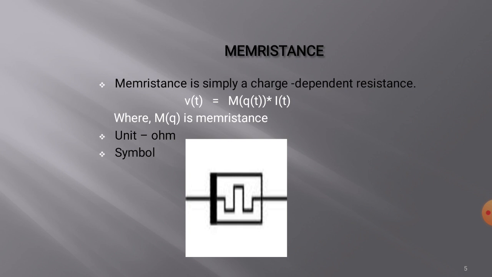It is necessary to take memristors into account in our circuit models in order to simulate and design the electronic components properly. Memristance is given by the equation V(t) = M(q(t)) * I(t), where M(q) is the memristance. It has the same SI unit as resistance, which is ohm.